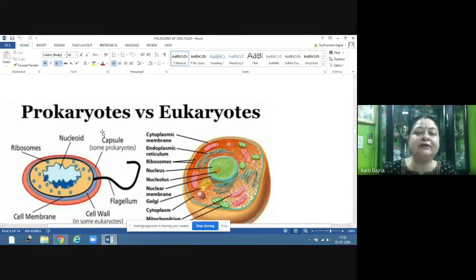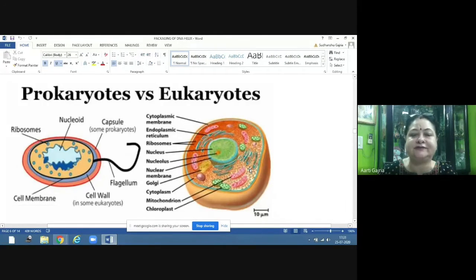See, if you compare the DNA in prokaryotes versus eukaryotes, in prokaryotes you will find nucleoid, whereas in eukaryotes you will find chromatin inside the nucleus, and this chromatin is present as nucleosomes. Nucleosomes are like beads on a thread, and this whole thread-like structure condensed is known as chromatin. So this is the difference between the packaging of DNA in prokaryotes and eukaryotes.